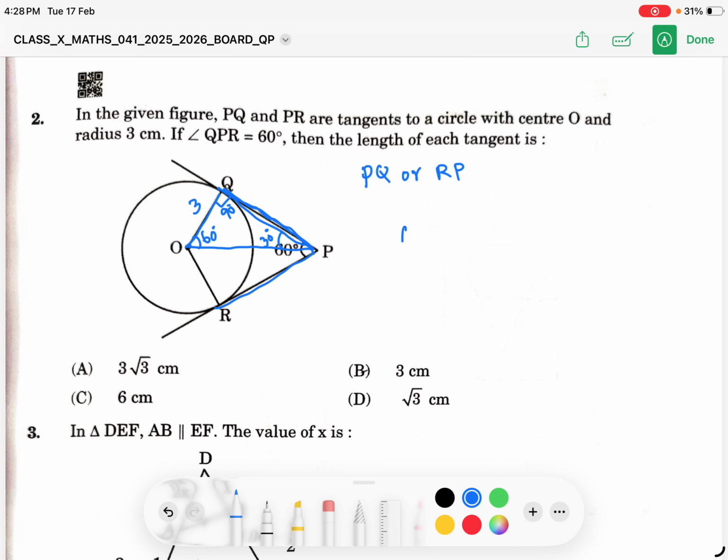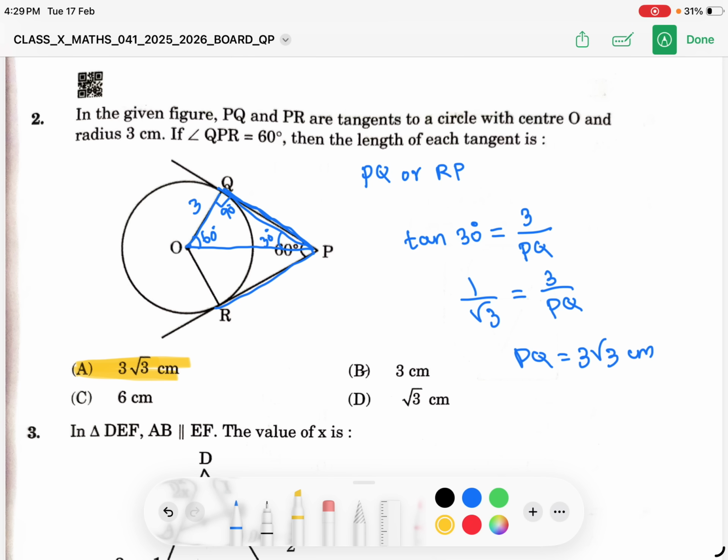So I can use cos 30 degree. So for the length of each tangent we should find, if I'm going to use opposite by adjacent, tan 30 degree. So tan 30 degree is equal to opposite 3 by adjacent PQ. So that is what I want to find. So tan 30 degree is 1 by root 3, equal to 3 divided by PQ. So PQ goes there, then 3 into root 3 centimeter. So option A is the correct answer.